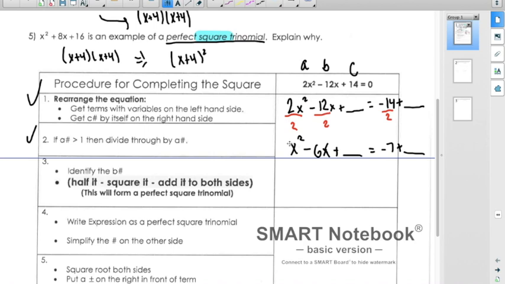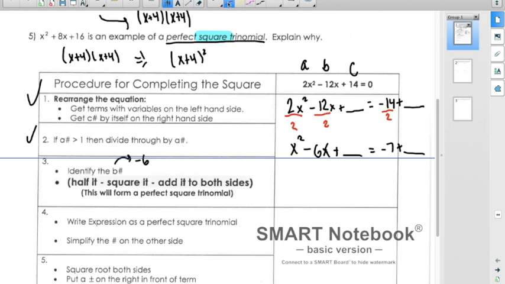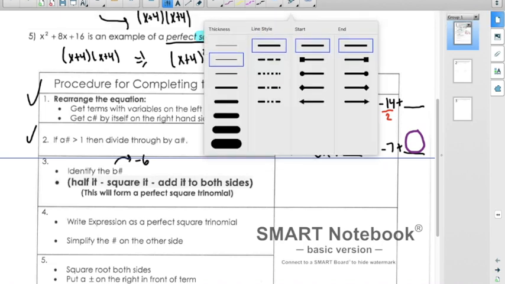What's my b value here? My a is 1. My b is negative 6. So in this case, our b is negative 6. And the reason we're going to do that is because we're going to use our b value to figure out what is going to go in for this missing piece. All right. What is going to go in, let's use purple, for this missing piece here? Whatever it is, it's going to go in for both underlines.